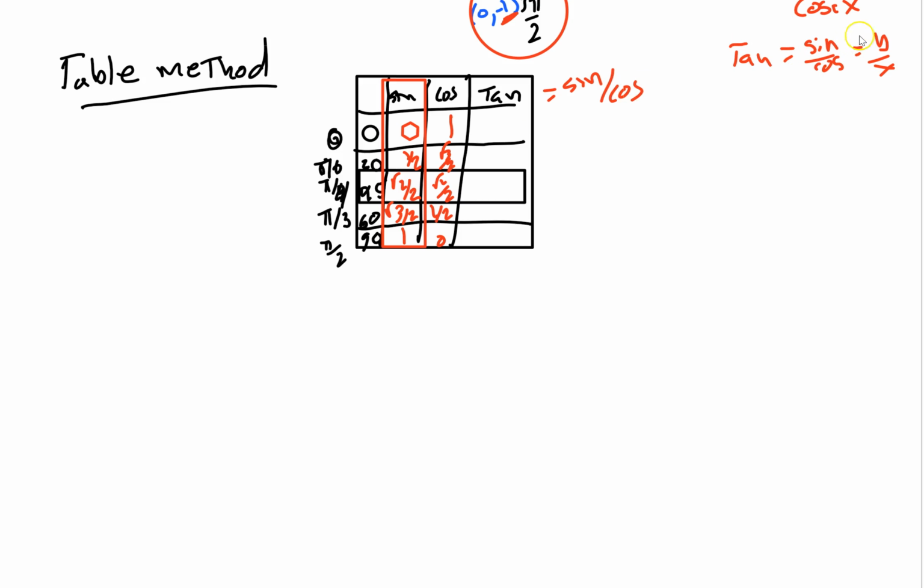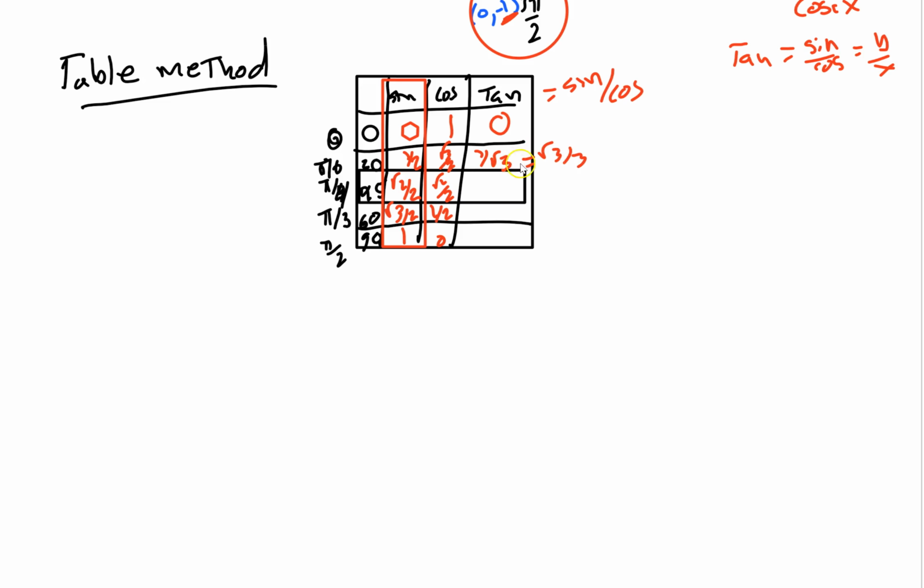We talked about it a little second ago. It's still right here. So you just put sine over cosine. 0 over 1 is 0. Then 1/2 over rad 3 over 2, and the 2's just cancel out. You get 1 over rad 3. Some people rationalize and get rad 3 over 3.